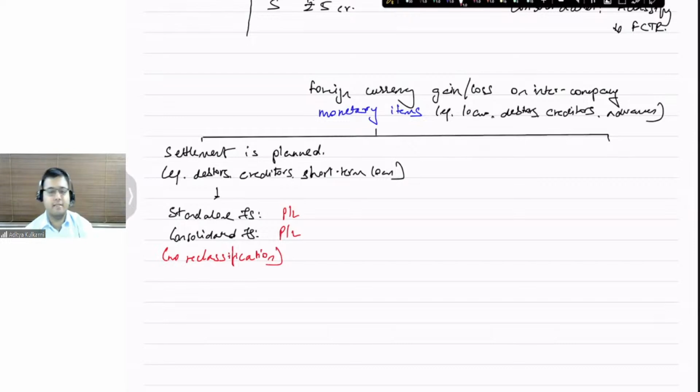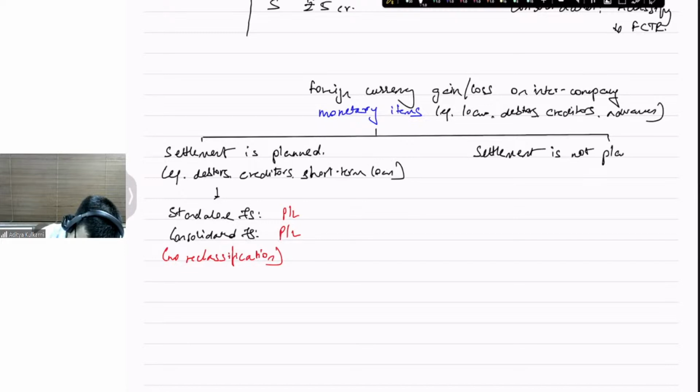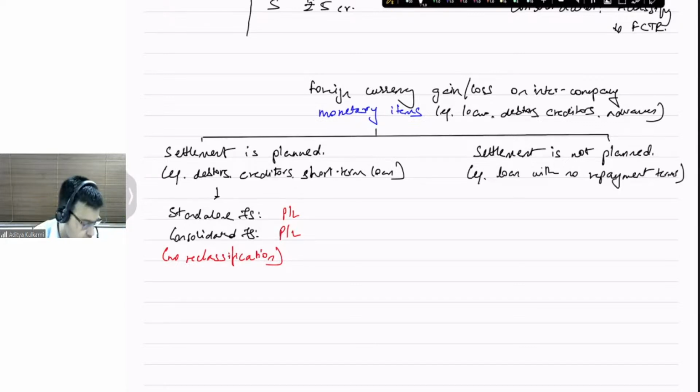No reclassification. Okay. Whereas in this case, settlement is not planned. Example, loan with no repayment terms. No repayment terms. Okay.